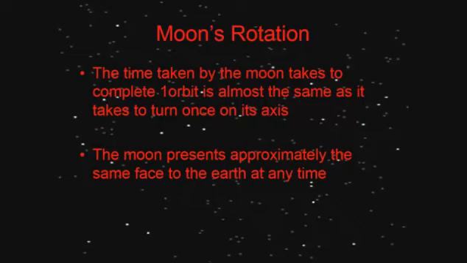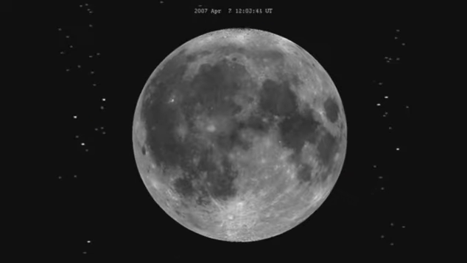So the time taken by the moon to actually complete one orbit is almost the same as it takes to turn once on its axis. So the moon presents approximately the same face to the Earth at any time. And this is what it looks like.